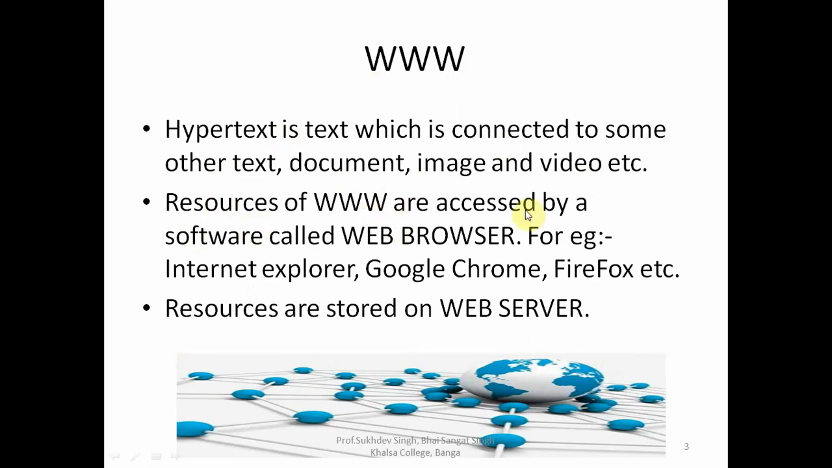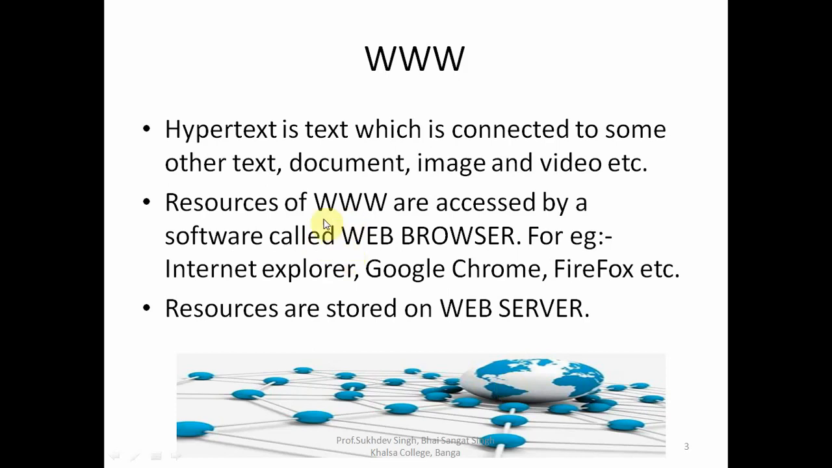So resources of www are accessed by a software called web browser. Now if you are having this World Wide Web, then the question comes to our mind, how we can access these resources. There are millions, or we can say billions of resources lying on the internet. How we can access these resources? How we can get these resources, these documents, these images, these videos? We can get these with the help of web browser. Web browser is a software. It is a software which is used to access www.